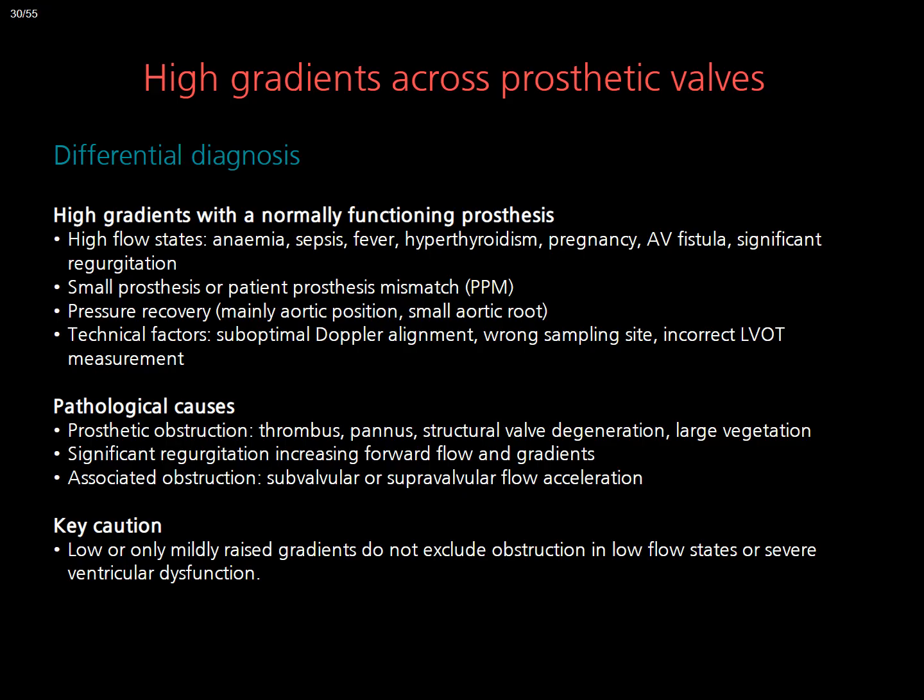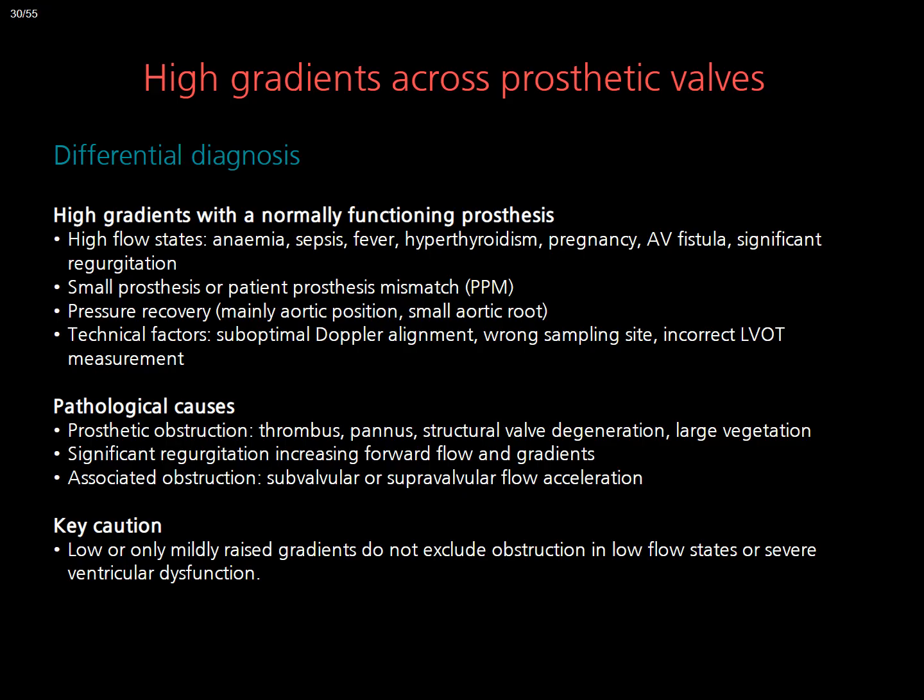When you see high gradients across a prosthetic valve, do not jump straight to stenosis. First, ask whether the valve could be normal but the flow is high, for example, anemia, sepsis, hyperthyroidism, pregnancy, or significant regurgitation. Next, consider a small valve or patient prosthesis mismatch, where gradients are expected to be higher for that size and model. In the aortic position, remember, pressure recovery can inflate Doppler gradients, especially in a small aortic root.